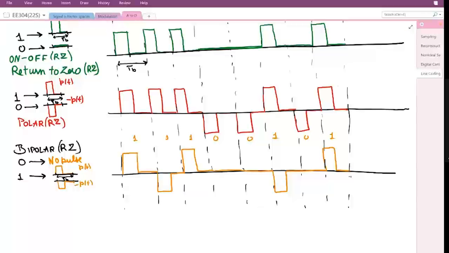and still cater to the long string of ones. So mainly it was done so that we should not waste the energy at 0 pulses. And apart from this, even for a long string of ones, you can eliminate this problem. Why? Because now you are doing it alternately, so it is more foolproof for a long string of ones than polar RZ.